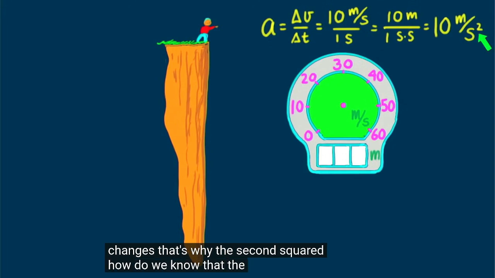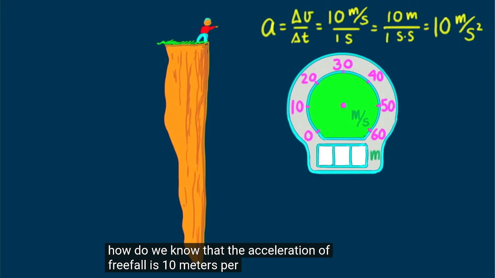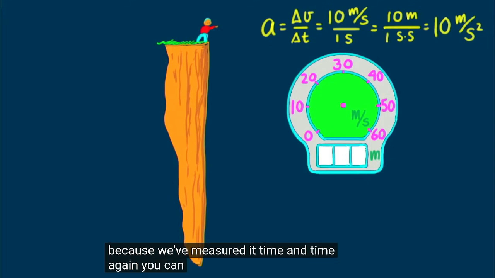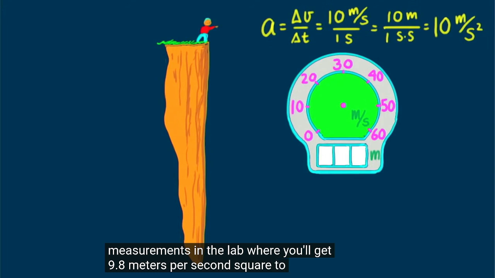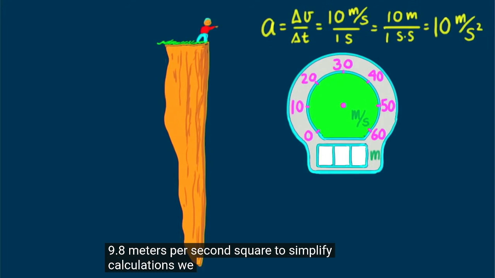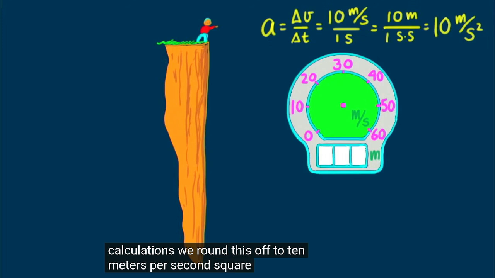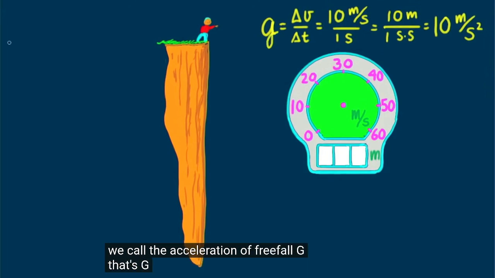How do we know that the acceleration of free fall is 10 meters per second squared? Because we've measured it time and time again. You can do the same with actual measurements in the lab, where you'll get 9.8 meters per second squared. To simplify calculations, we round this off to 10 meters per second squared. We call the acceleration of free fall g. That's g for gravity.